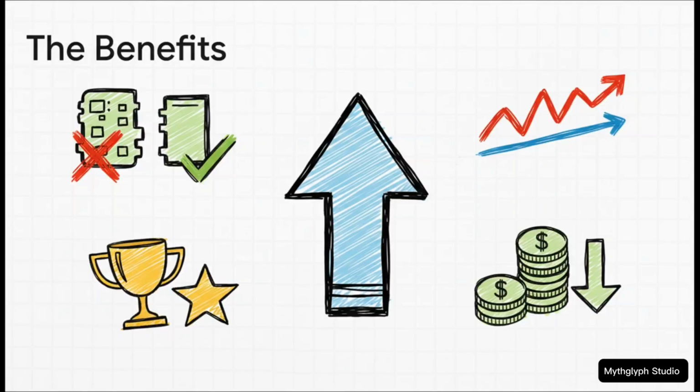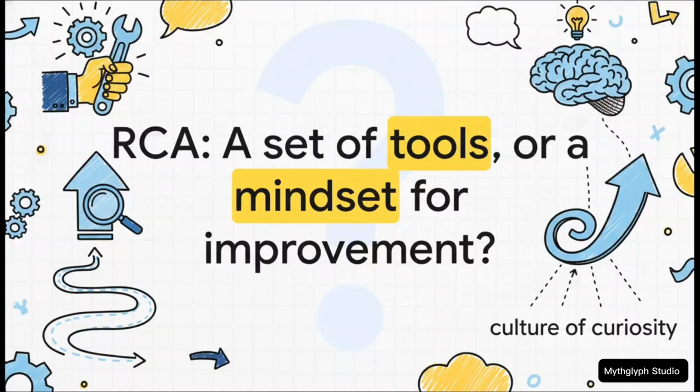So why does getting good at this stuff matter so much? Well, the benefits are just massive. When companies really embrace this, they see those annoying recurring defects just disappear. Their whole operation becomes more stable and predictable. That means product quality skyrockets. And because you're creating less waste and doing less rework, your costs go way down. It is a win-win-win.